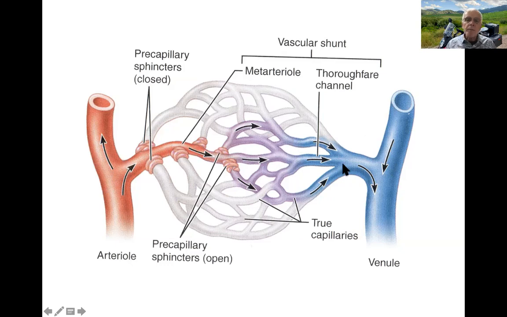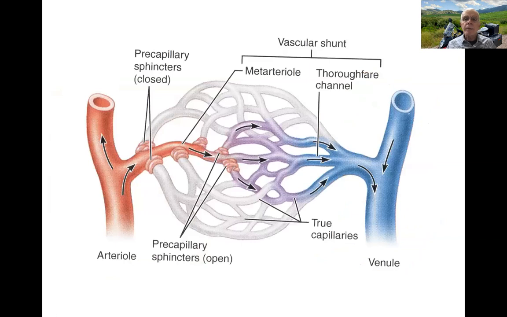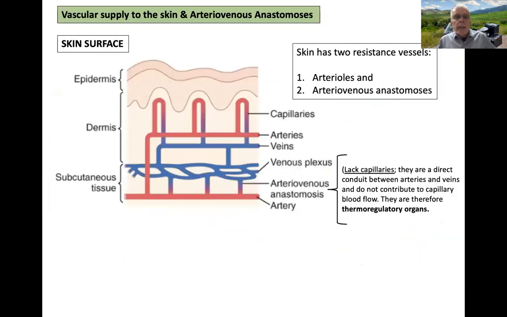In fact, let me back up here. The difference between the meta-arteriole and the arteriovenous anastomosis is that the arteriovenous anastomosis can be highly regulated by the autonomic nervous system. In fact, it's all sympathetically regulated, and I'll explain that to you now. The vascular supply to the skin, your and my skin, actually has two different types of resistance vessels. There are the classic arterioles, and then there's another resistance vessel system that's called an arteriovenous anastomosis, or shunt. So I've listed these two here for you.